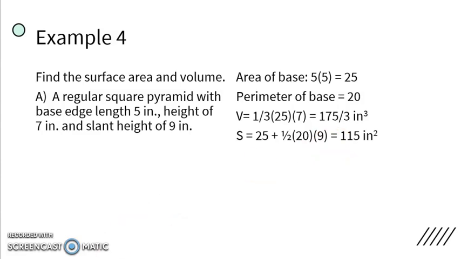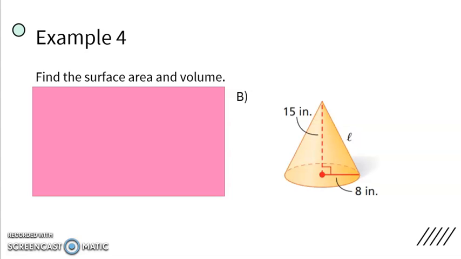Let's see more examples with pyramids. In example 4, we're given this cone, which I consider a pyramid because it does come to a point. And again, they want surface area and volume. So we're going to start by finding the area of the base and the circumference of the base. But notice we also need to calculate the slant height.